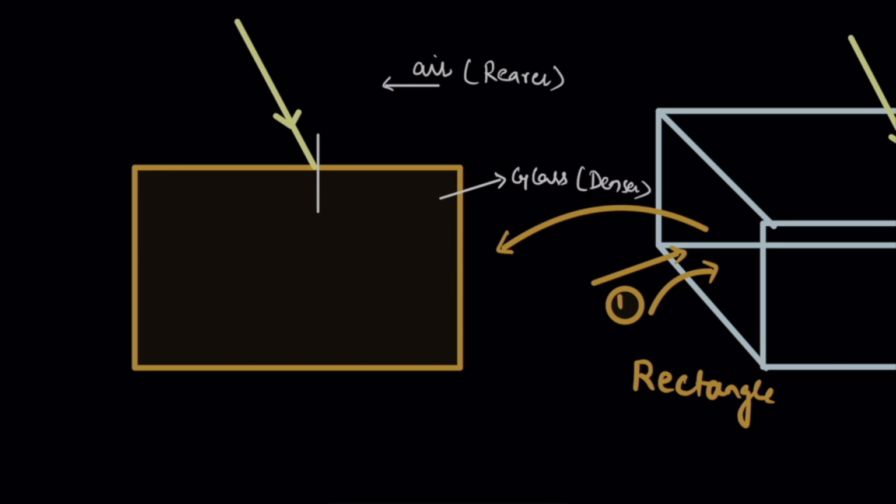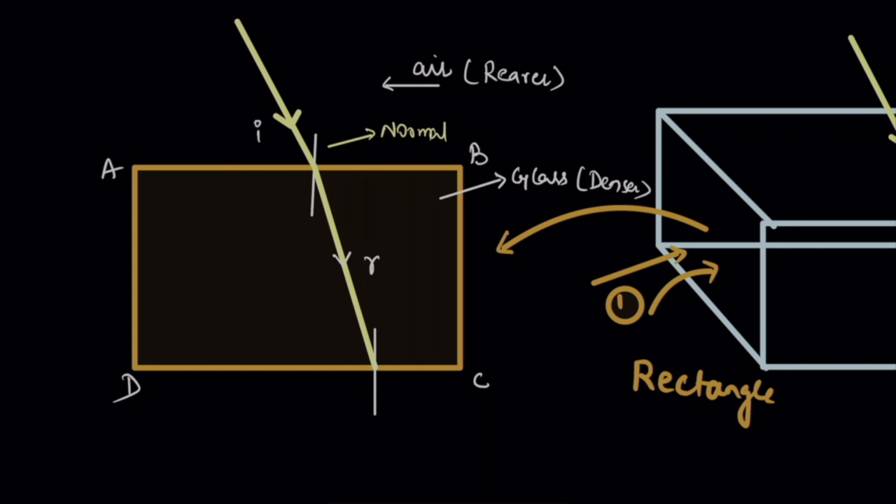So what will happen? The incident ray will bend towards the normal. And again, this is one of our refracting surfaces, AB. Then there is another refracting surface, CD. But in this case, if we make a normal, what will happen? This is the incident ray. This is the refracted ray.